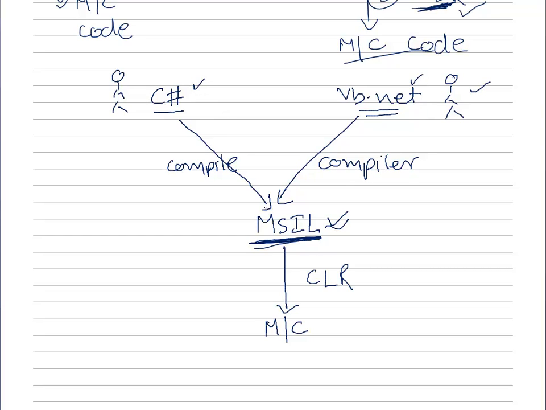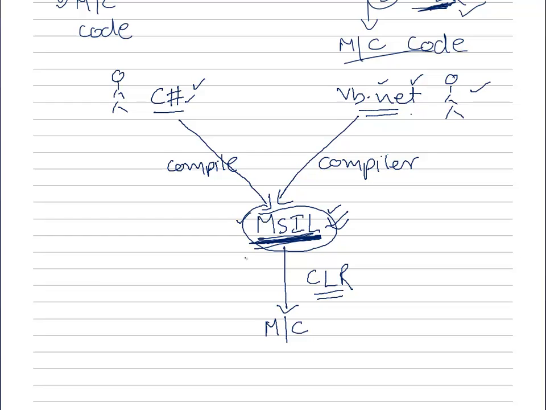So for the CLR, intermediate language is just intermediate language, right? So if I ask you a question, what is the difference between C# and VB.NET? The answer would be nothing, because the only difference is their syntax. C# has a C-like syntax, VB.NET has a VB-like syntax. Once they are compiled, they are converted into the same intermediate language, and the CLR cannot even tell which programming language was used to generate the intermediate language.